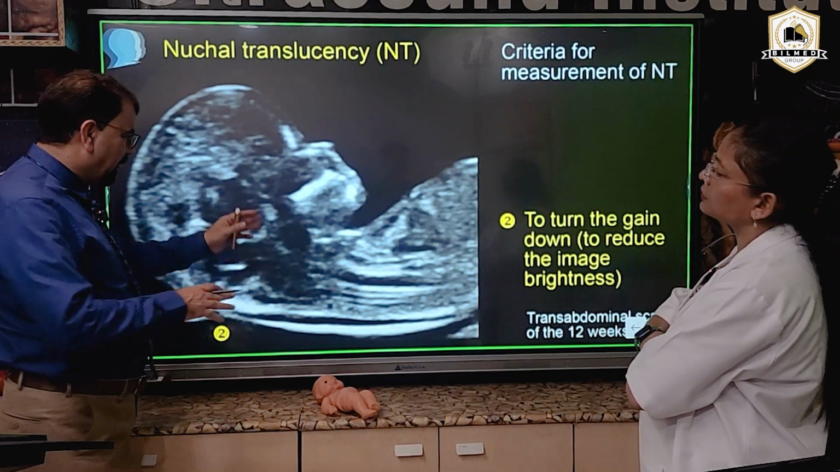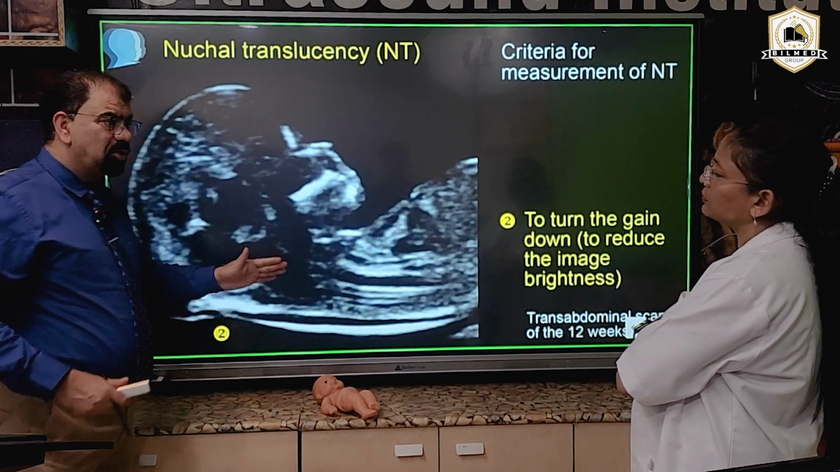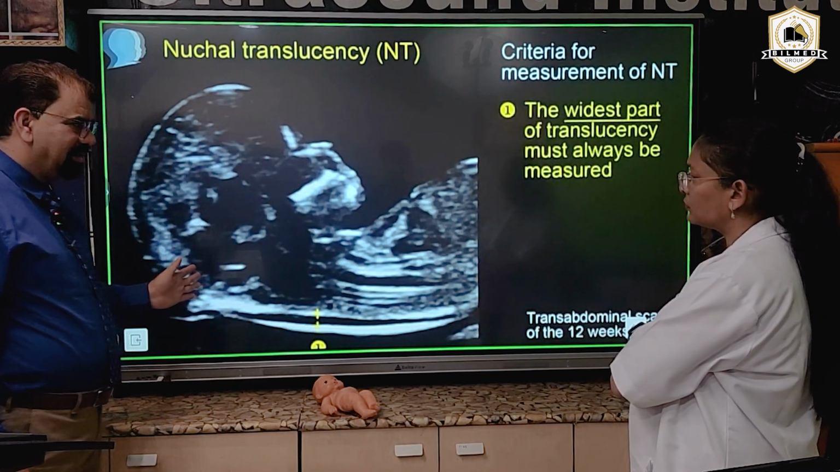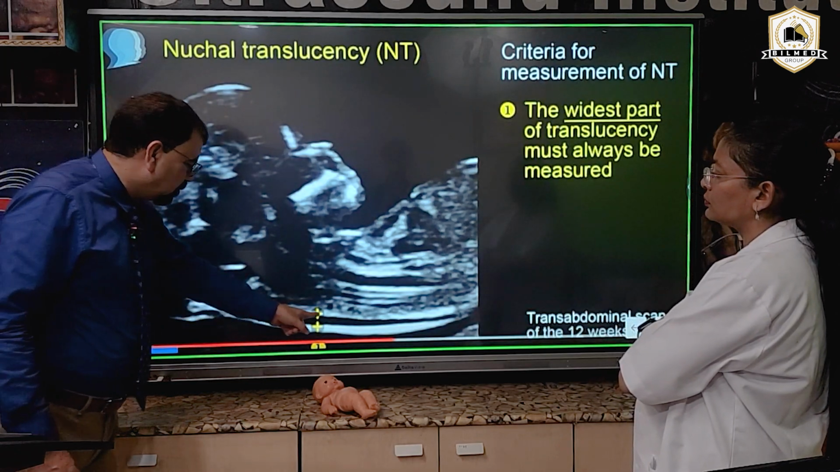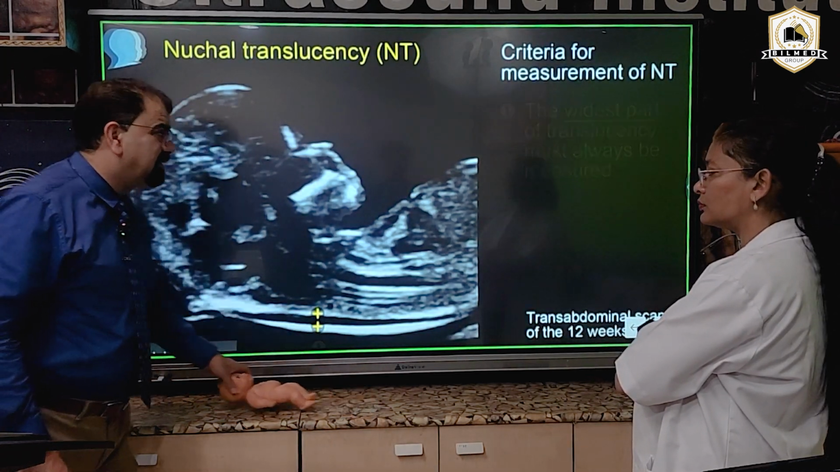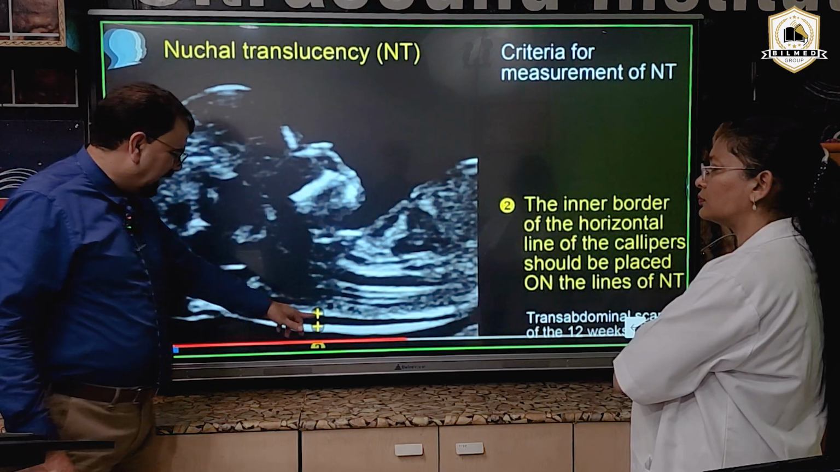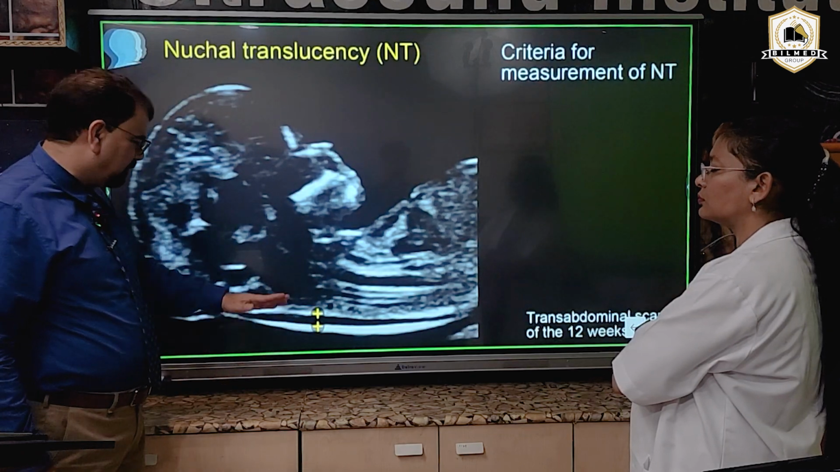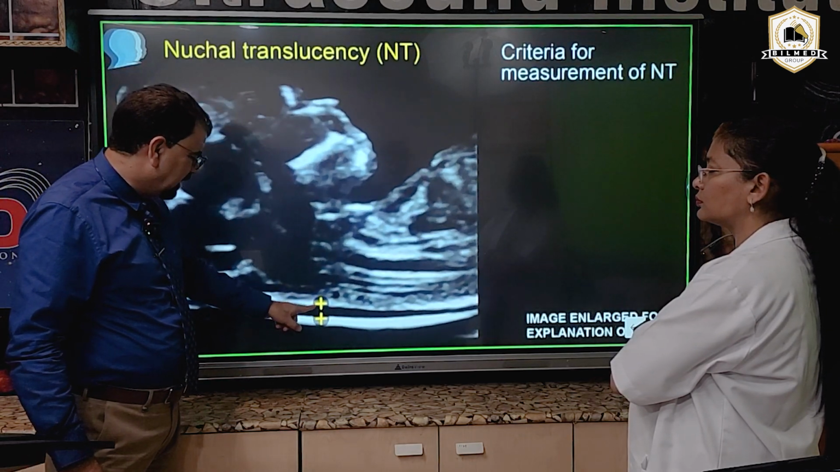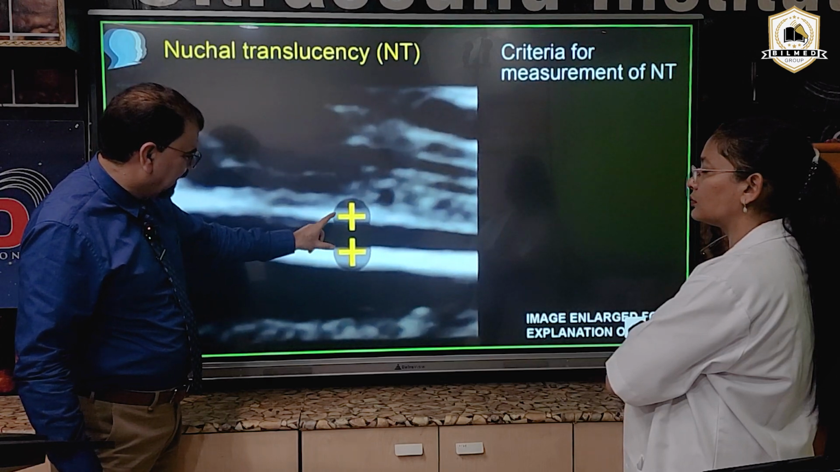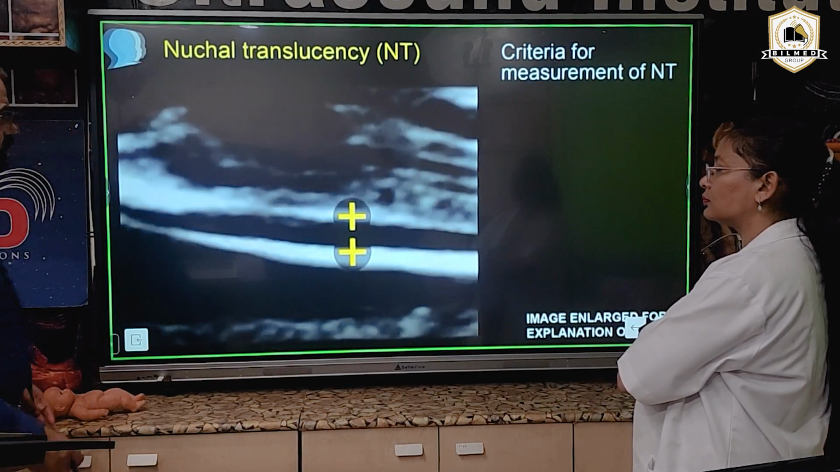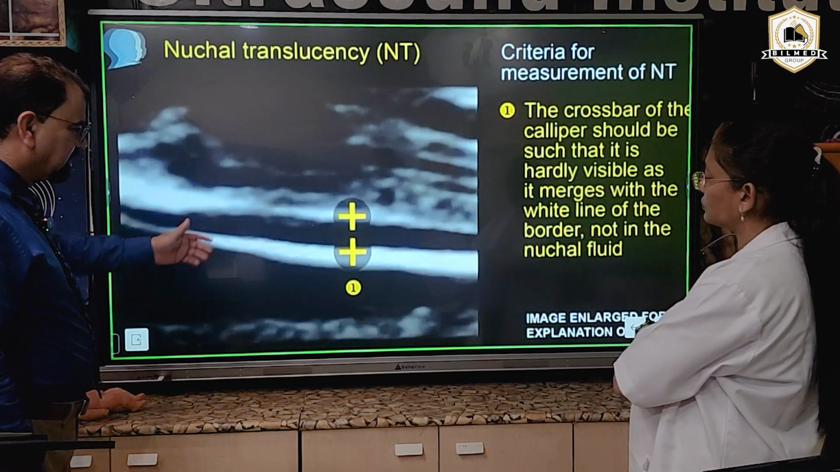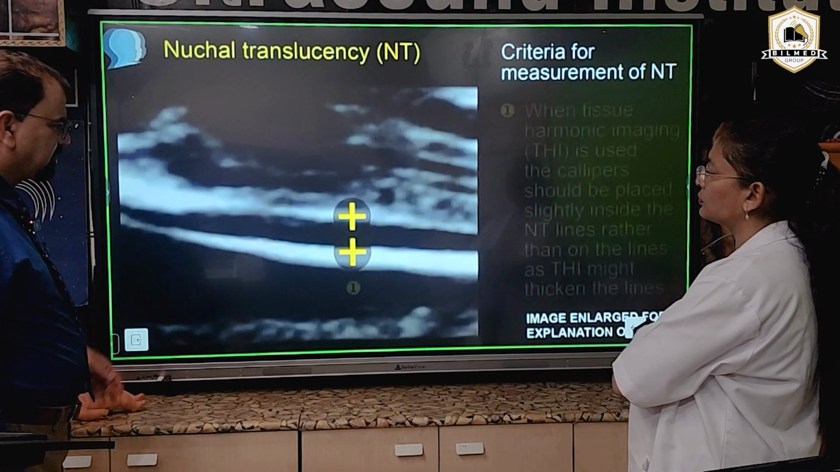And the overall gain of the image should be not towards the lighter side, but towards the darker side. And where to measure? You have to look for the widest part, and your caliper has to be on the line. It should not be inside or outside. It should be placed on the lines. And here we are showing you how the calipers have to be put. So these are the criteria when you are taking the NT in your patients.